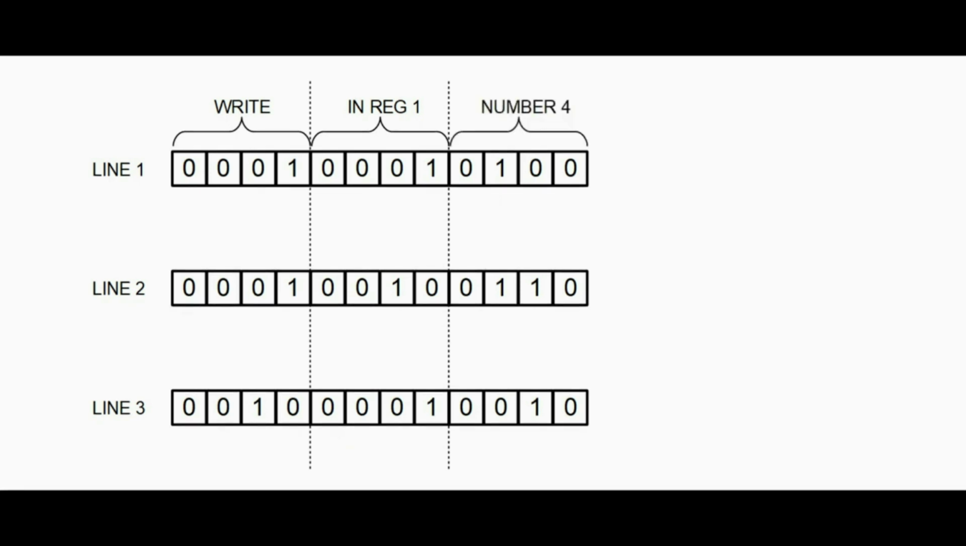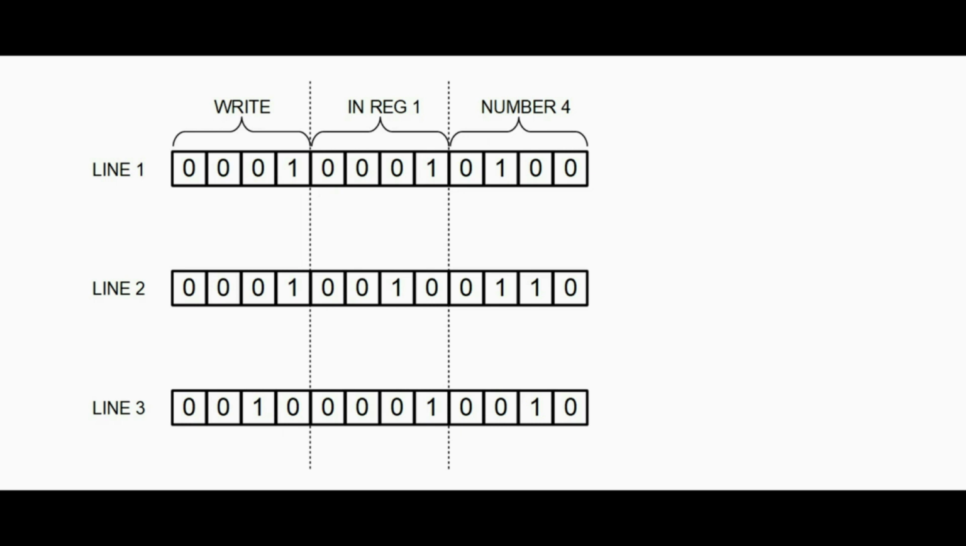A register is simply a memory cell that is capable of storing some information. And now we come to the third part of this first line, and it tells us what kind of information we want to write in register 1. In this case we want to write number 4. If you would convert 0101 from binary to decimal, it would be number 4.